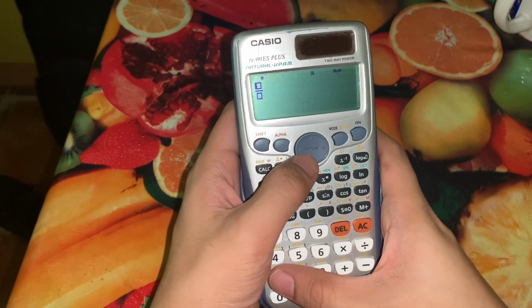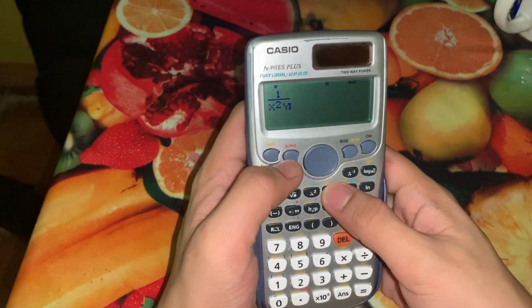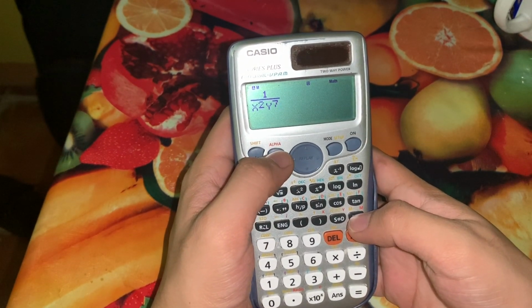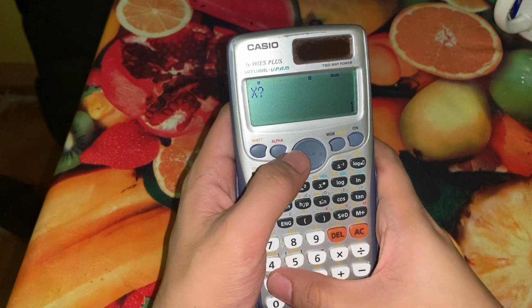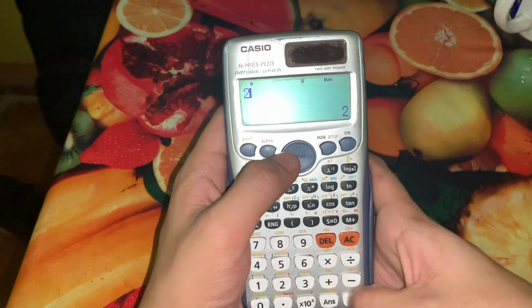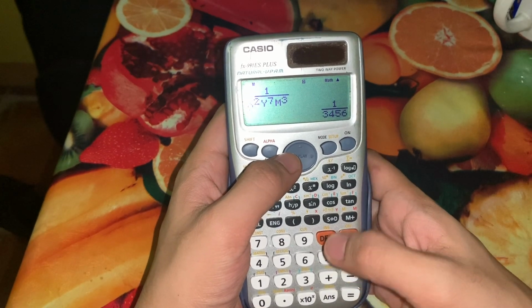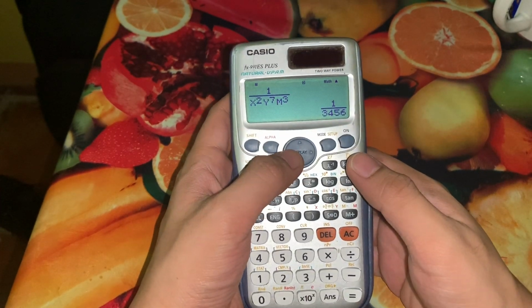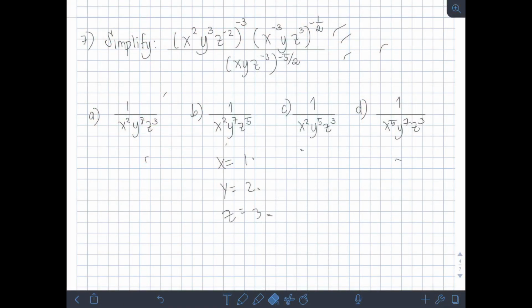So input the fraction 1 over alpha x squared times alpha y to the 7, times alpha z cubed, or alpha m to the third. Let's calculate with the values of x, y, and m: x is still 1, y is still 2, and m is still 3. Therefore, the answer we got is the same as the original expression, 1/3,456. So they tie. Therefore, the answer is letter A.